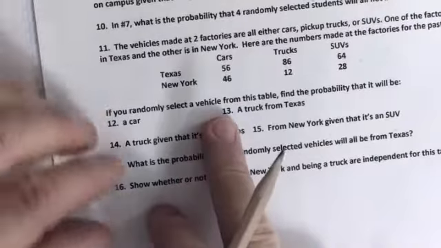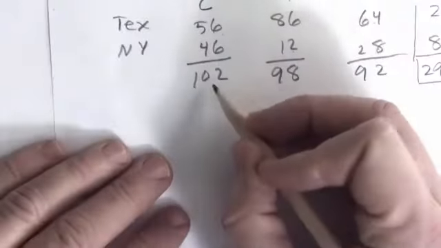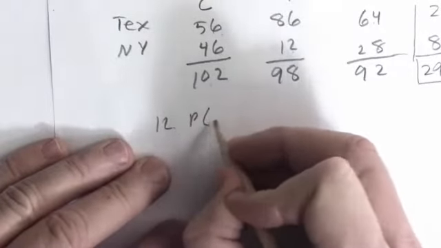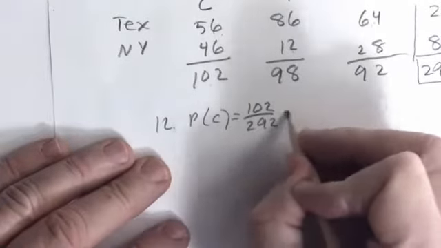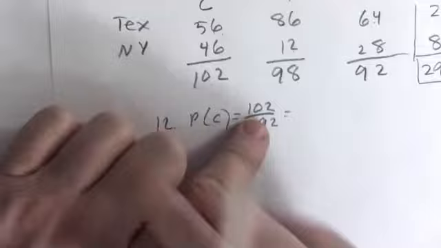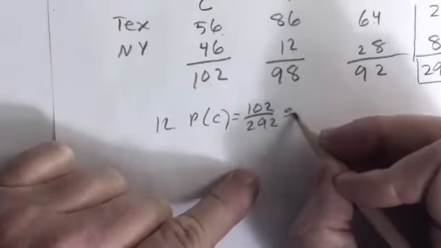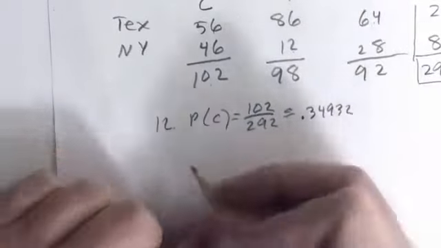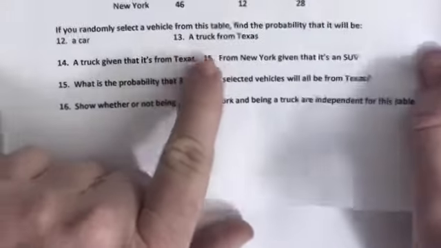So the first thing is, if you randomly select a vehicle from this table, what's the probability there'll be a car? Well, there's a total of 102 cars. So the probability of car is just going to be 102 out of 292. And that's considered showing your work. You can leave it just like that if you want. That's equal to approximately 0.34932.